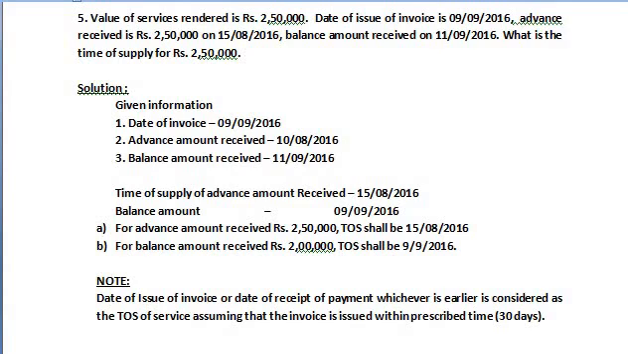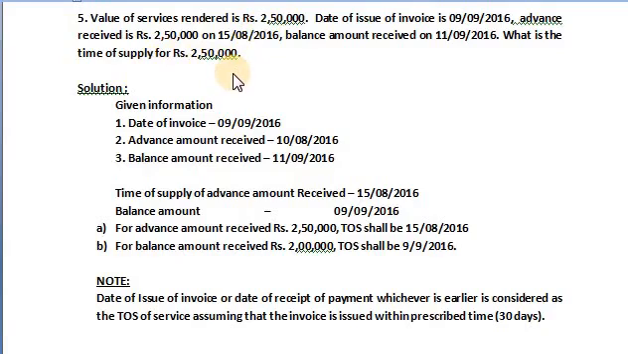Value of services rendered is 2,50,000. Date of issue of invoice 9/9/2016. Advance received is 2,50,000 on 15/8/2016. Balance amount received on 11/9/2016. What is the time of supply for rupees 2,50,000? So this is the information given.